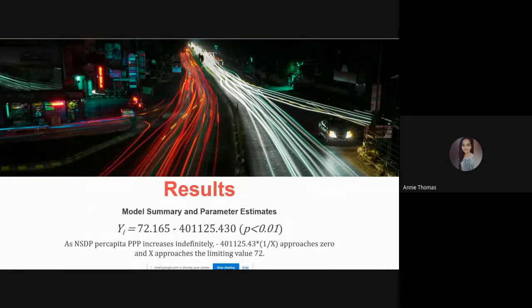Yi is equal to 72.165. That is our limiting point where the curve becomes saturated or flattens. So the curve shows that the current life expectancy in India is 72 according to GDP per capita. Here, p less than 0.01 is the significance level, and in our model, we get a significance level of 0.008, which is less than 0.01. So we can accept the hypothesis. In the graph, we plotted different states in India.